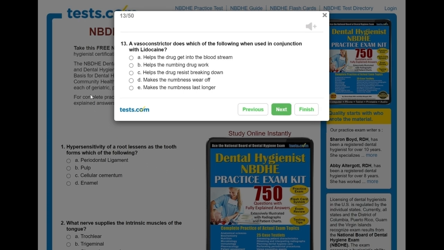Question 13. A vasoconstrictor does which of the following when used in conjunction with lidocaine? A. Helps the drug get into the bloodstream. B. Helps the numbing drug work. C. Helps the drug resist breaking down. D. Makes the numbness wear off. E. Makes the numbness last longer.